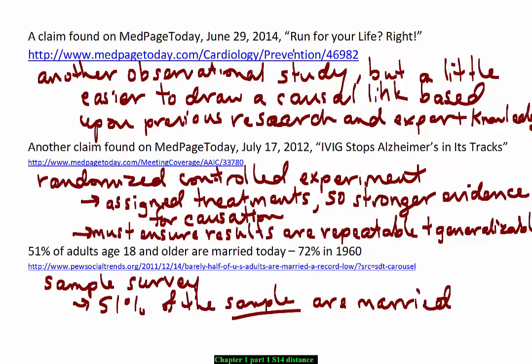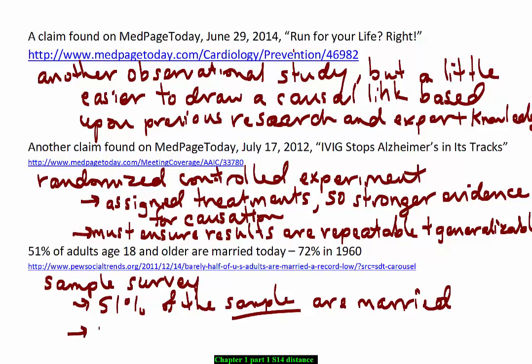Now, what happens with sample surveys? How are these different from a standard observational study? We didn't apply treatments. We didn't tell people to get married. We didn't tell people not to be married. It's an observational study, but it's a special type of observational study called a sample survey. So what are the differences between a sample survey and a traditional observational study?